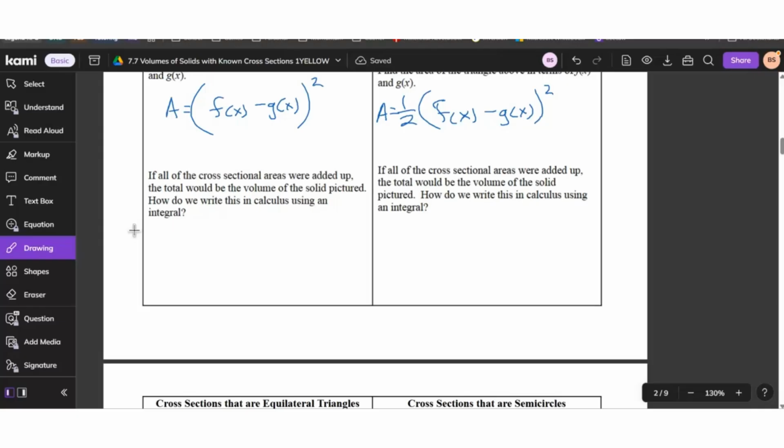Okay. Anyways, if all of the cross-section areas are added up, so every single square, we add all those squares up, just like we did with the discs, then what would it look like? Well, the volume would be the integral.